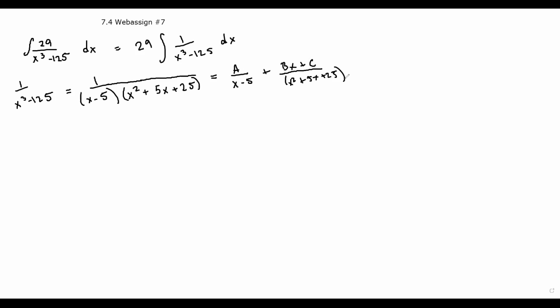This again is the first hump in this particular problem because this is what we have to first tackle. So we're going to clear the fractions out by multiplying by the denominator. We're left with just 1 on the left-hand side of the equation. And on the right-hand side, we're left with A times x squared plus 5x plus 25, and then plus, taking it nice and slow, the quantity Bx plus C times x minus 5.